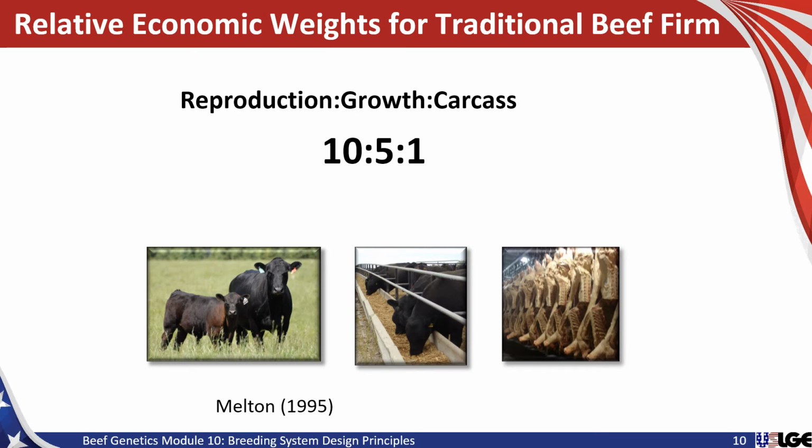For beef firms that retain their own replacement females, this depicts the relative economic weights of reproduction, growth, and carcass traits, where reproduction is twice as economically important as growth and 10 times more economically important than carcass. By no means does this say that carcass attributes or post-weaning gain can be ignored in selection decisions. What it does say, though, is reproductive traits are far more important than either.